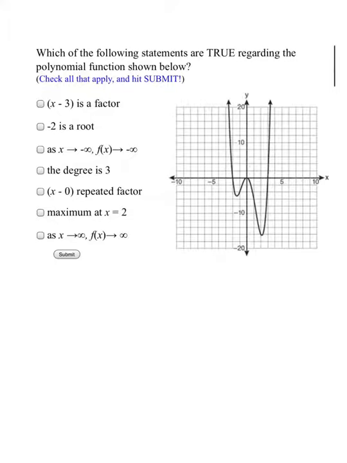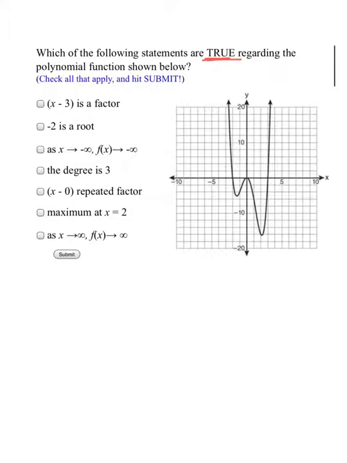I obviously screenshotted this from a website, so we're not going to submit it. But it brings up a lot of good vocabulary and lets us analyze the graph and see what we can figure out. So it asks you which of the following are true, which means that a bunch of things in here could be true and some might be false. So we'll start with the first one.